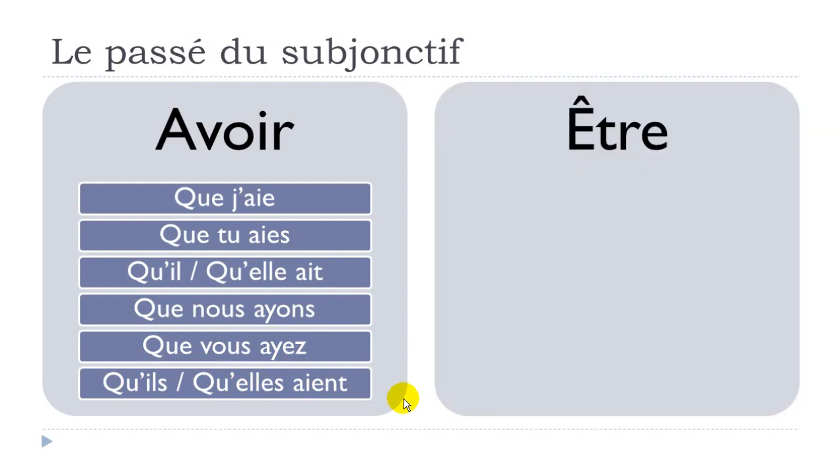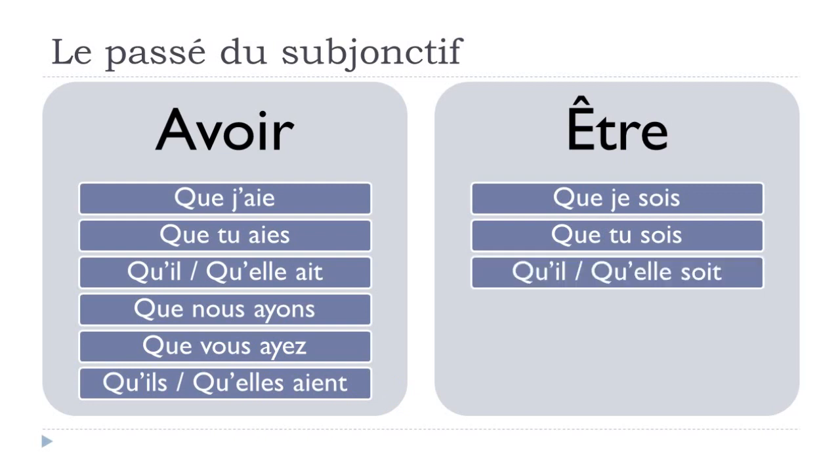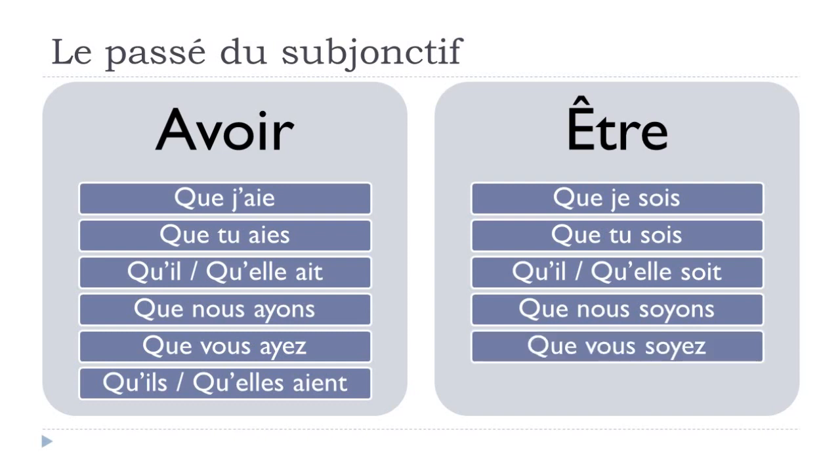All right, and then être will go like que je sois, que tu sois, qu'il soit, qu'elle soit, que nous soyons, que vous soyez, qu'ils soient, qu'elles soient. Okay, and then one more time, just for the fun. Que je sois, que tu sois, qu'il soit, qu'elle soit, que nous soyons, que vous soyez, qu'ils soient, qu'elles soient. All right, so try to remember them by heart, because especially if you want to construct this passé du subjonctif, these forms are the first ones that you will have to put, okay?